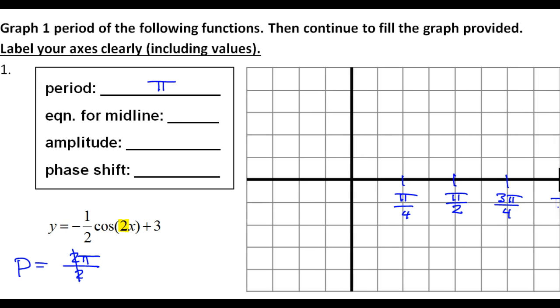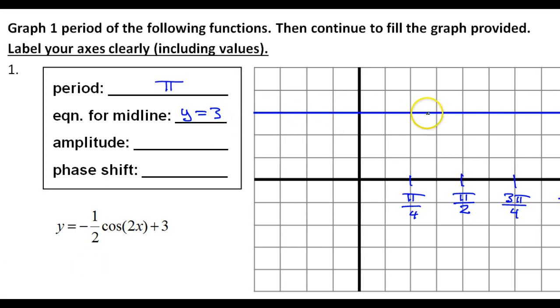Now let's talk about the midline. The midline is going to come from this number right here because of a vertical shift. So the new midline, instead of being the x-axis, will be the line y equals 3. Let's go ahead and graph that. So there's the midline. Now let's talk about the amplitude.